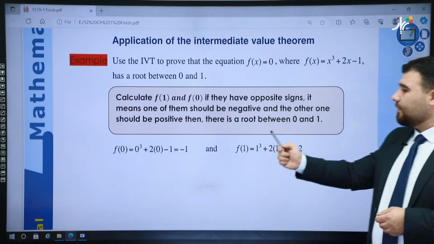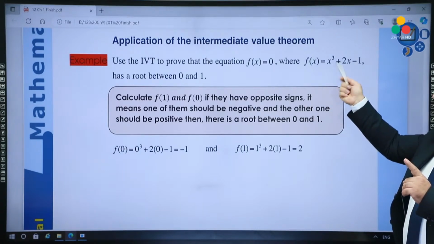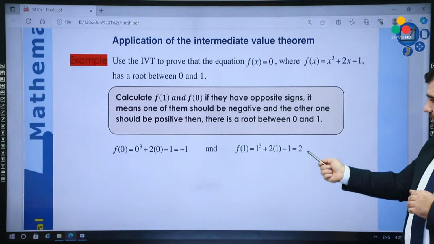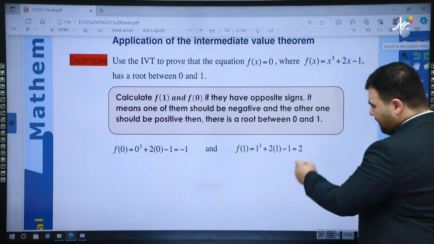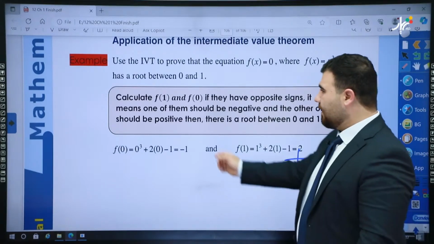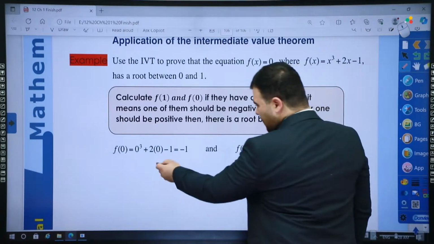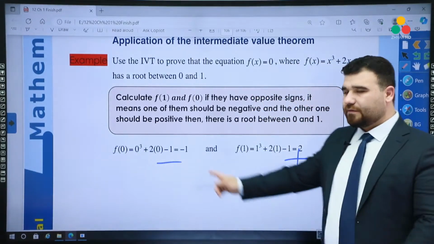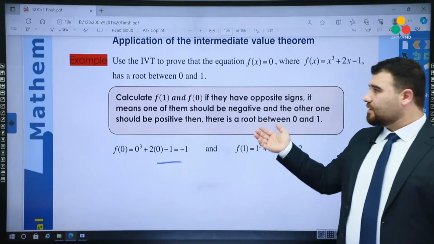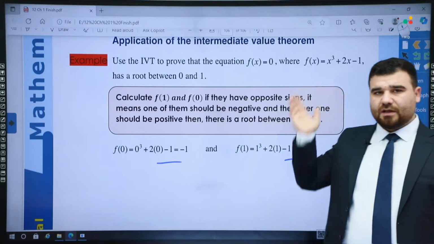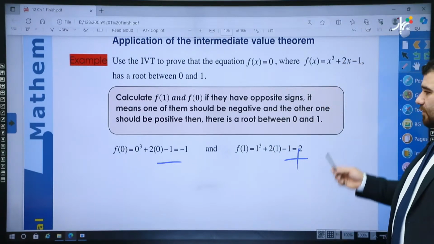Now if I put 1 in place of x here, it will be 1 power 3, 1. 2 times 1, that's 2, together is 3. 3 minus 1 is 2. What's really important is the sign. This is positive. If I put 0 in place of x, it will be 0 plus 0 minus 1, that's minus 1, negative. Since the two answers, one of them is negative and one of them is positive, then we write yes, there is a root between 0 and 1 for this function. There is a root or there is a solution, because 0 is also located between positive and negative.